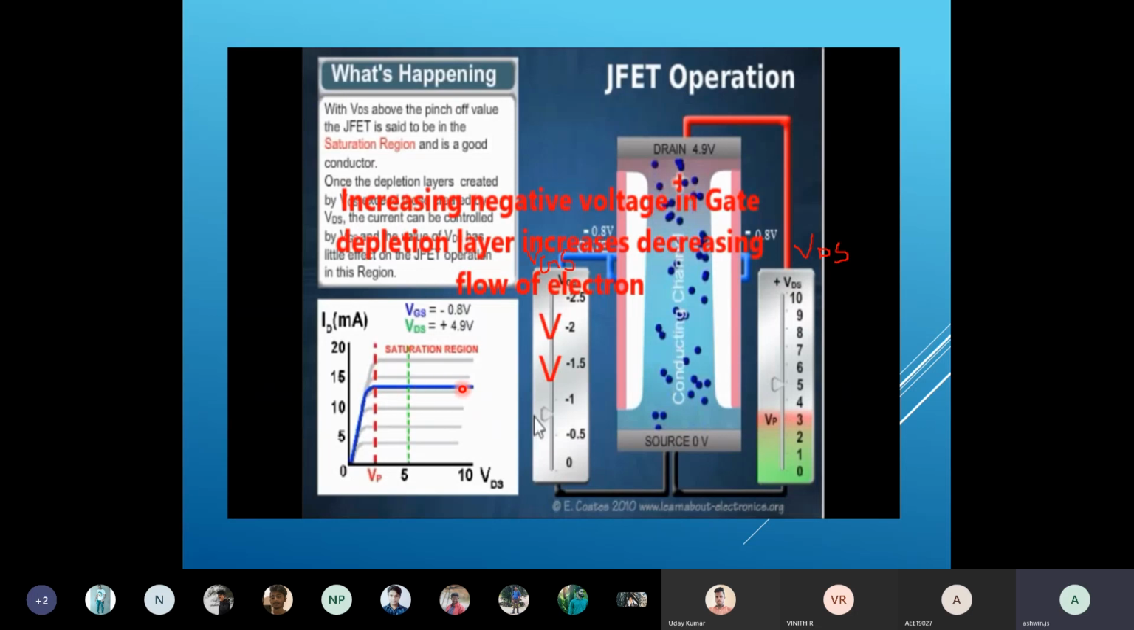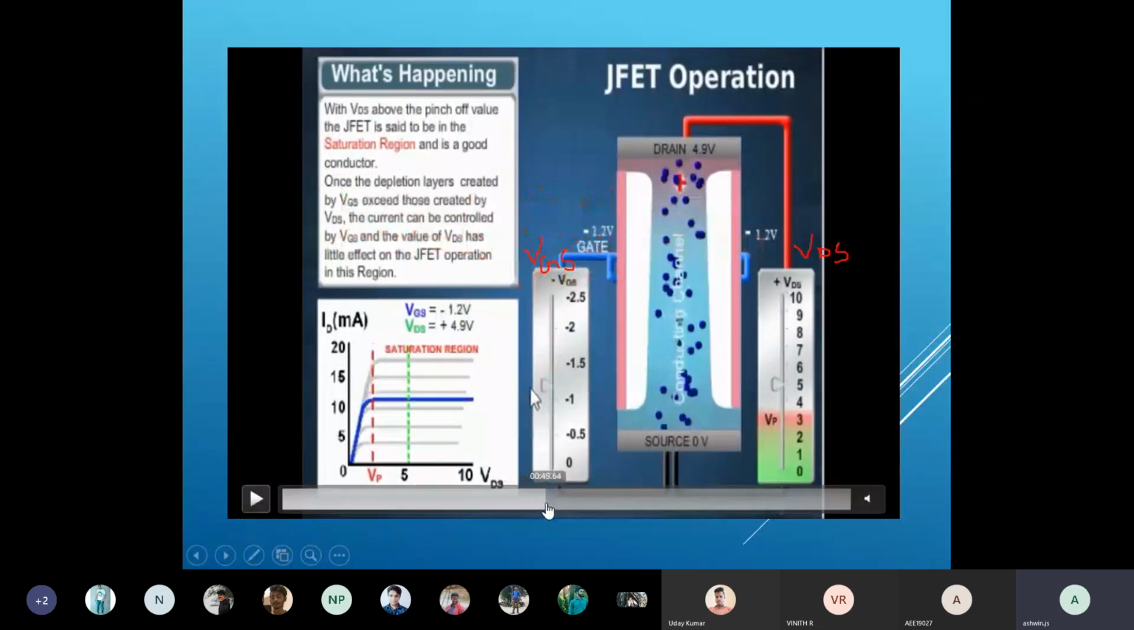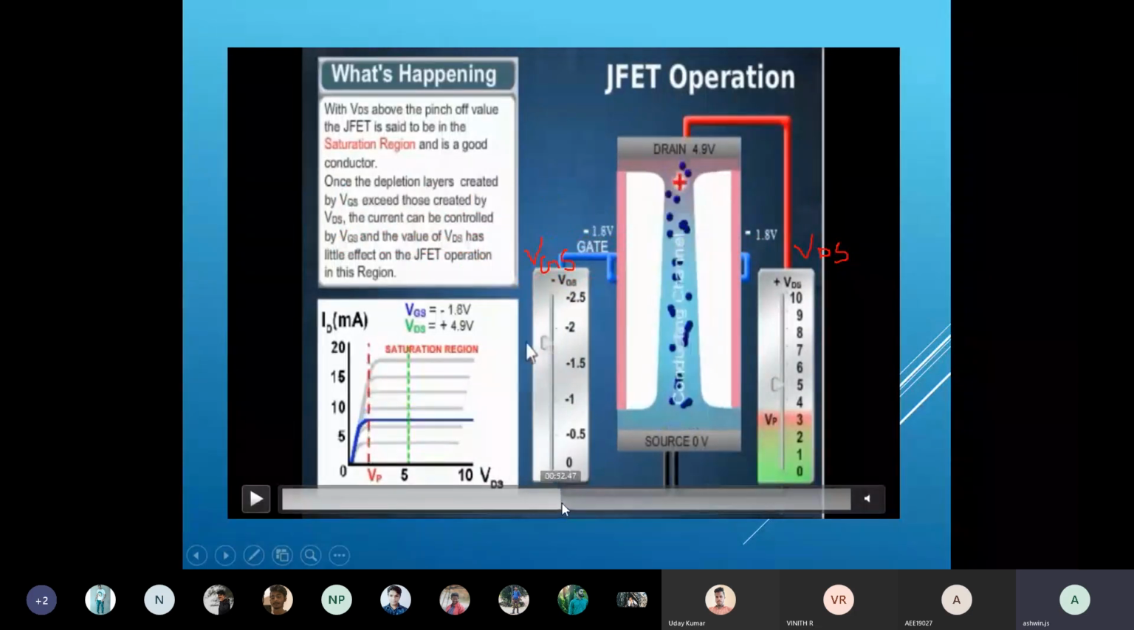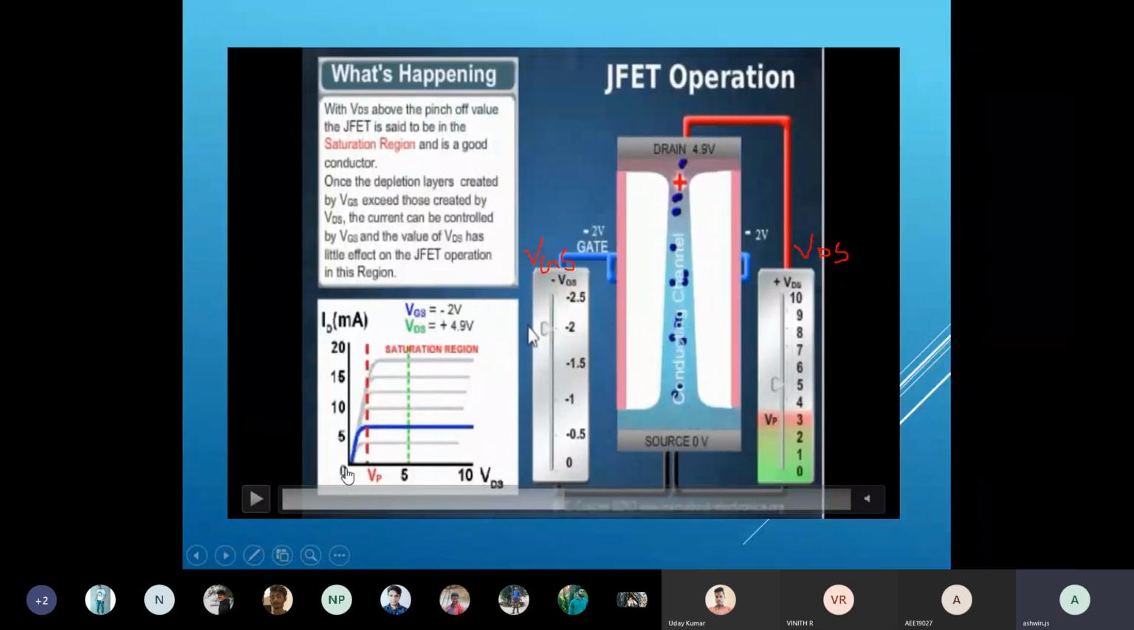If I change the gate to minus 1, minus 2, at that time the maximum, if the drain is changing from 0, it is 0.